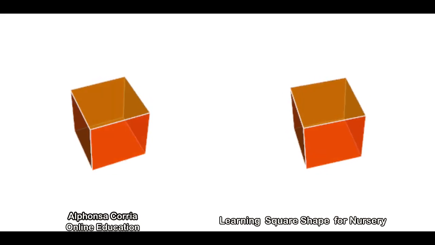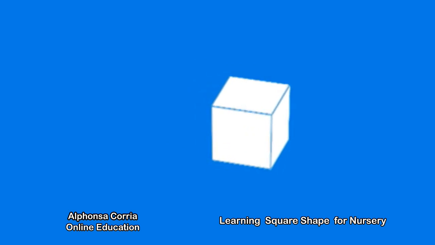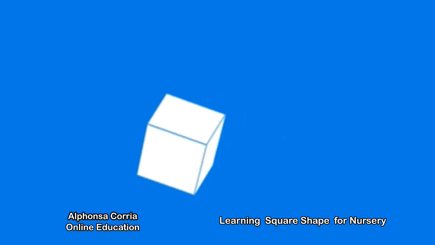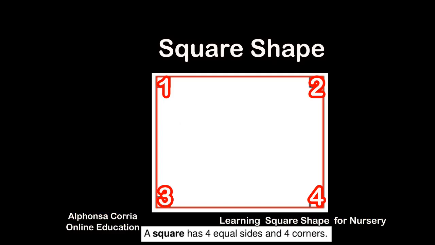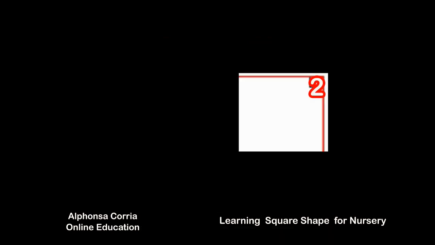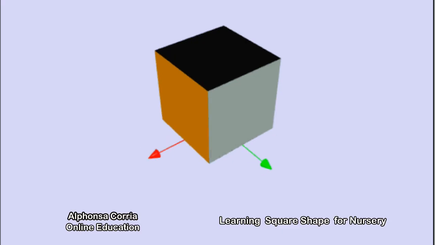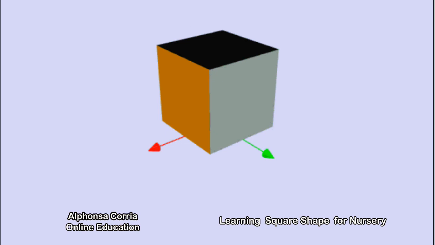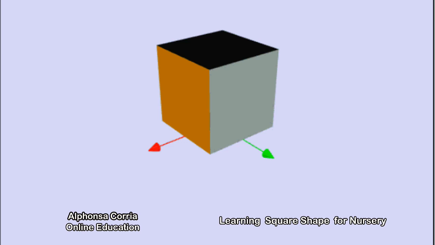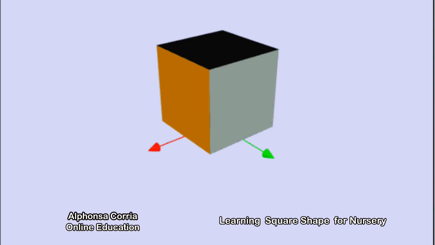Now I will tell you more about my friend Square. This square has four sides. 1, 2, 3, and 4. And it has four corners. 1, 2, 3, 4. All the sides are equal in size. Yes. Okay. If you look at it from any angle, it will look the same.